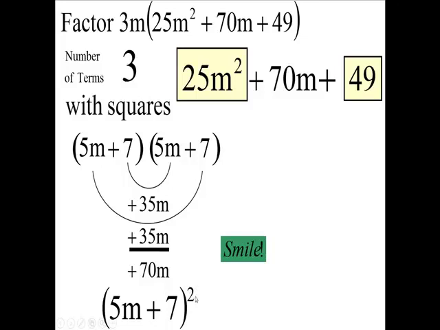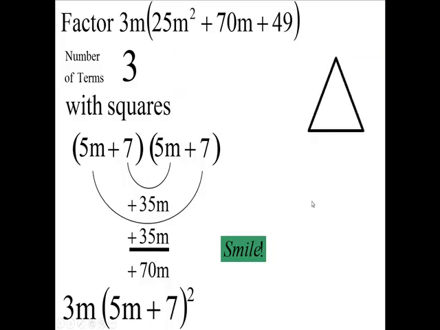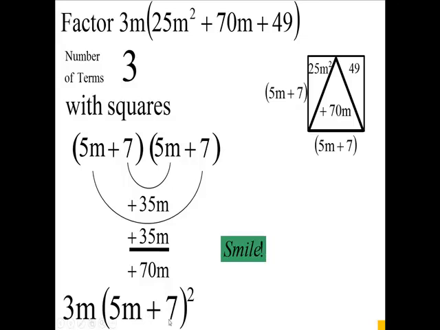So the binomial square is 5m plus 7, but the trinomial was 25m squared plus 70m plus 49. Don't forget your 3m that you started off with. Your trinomial was 25, 70, and 49, and you're ending up with a 5m plus 7 written how many times? Twice, right? So the length and width are both 5m plus 7. Final answer, 3m times 5m plus 7 squared.